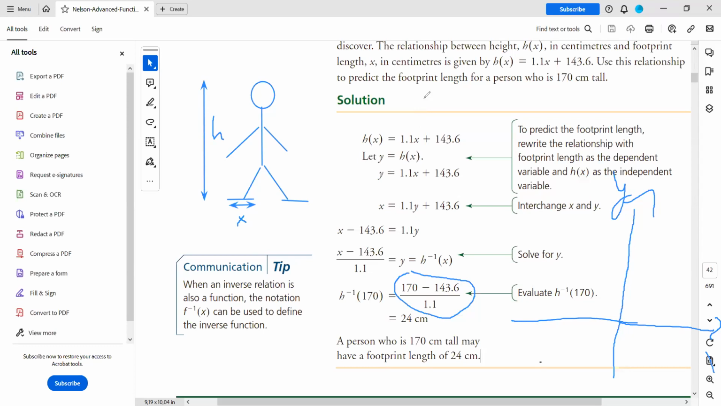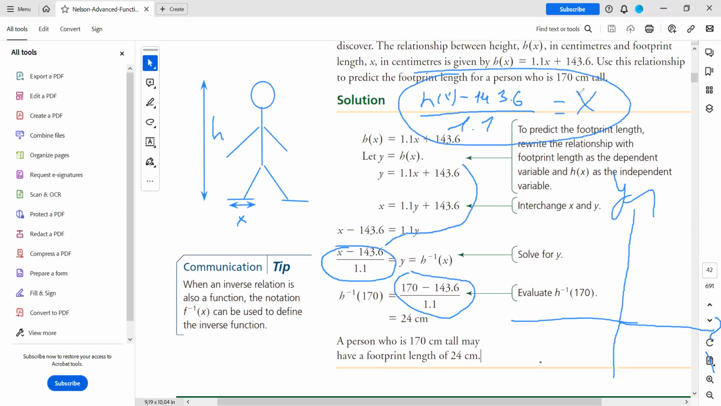It's going to be h of x minus 143.6 divided by 1.1 equals x. You see, this is exactly what we have here, but with different notation. Now, basically, x is our dependent variable, and h of x, which was y, now is our independent variable. Does it make any sense?